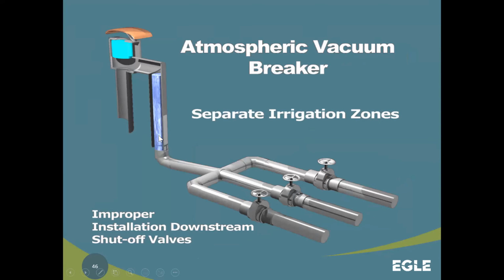Is this okay? Can we have this like this? Is it okay to have this installation? It looks all right to me. Why not? I mean, come on. It's not. There's downstream valves here, okay? We can't use this. We could have a pressure vacuum breaker here, but not an atmospheric, okay?